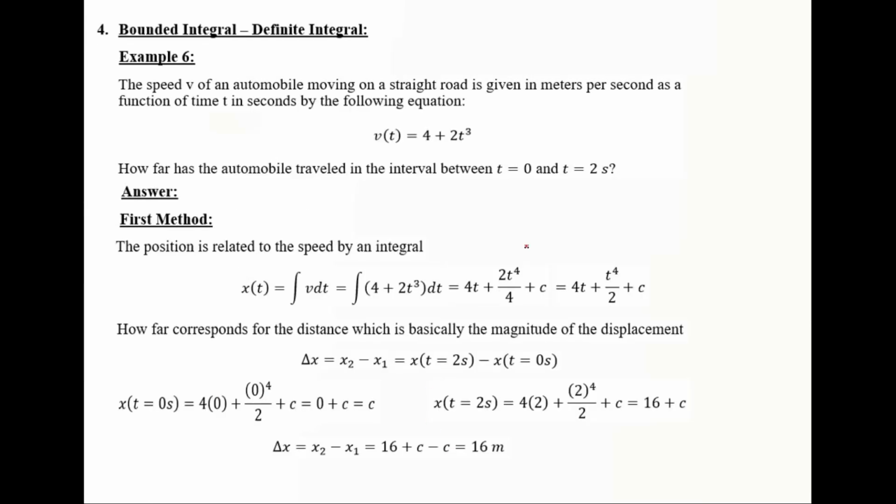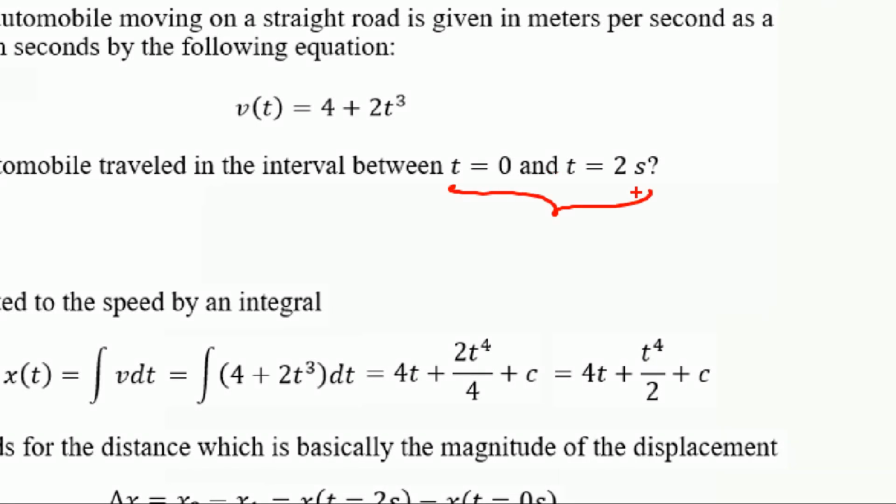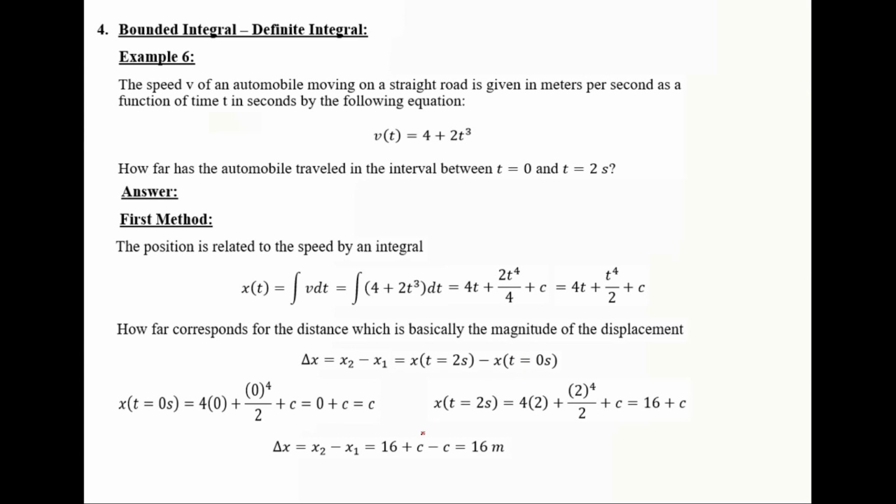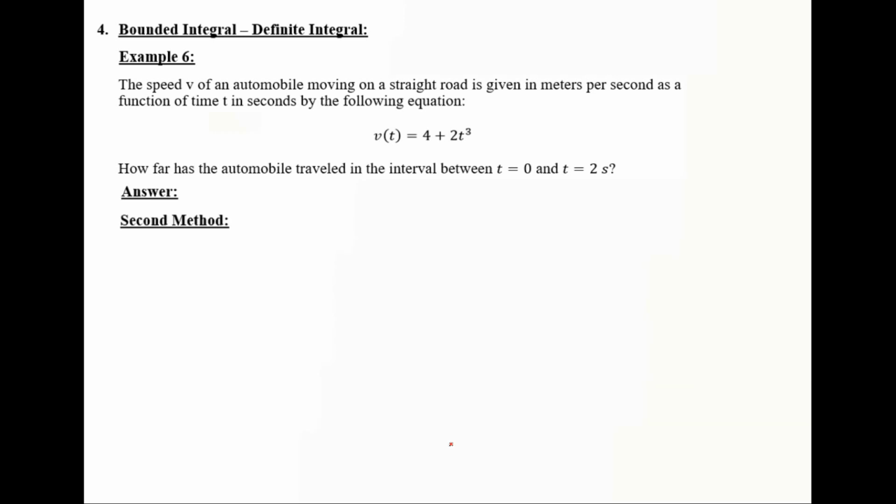So in this case we have enough information in order to determine delta x, which is the unique value. Then the distance covered in this time interval is 16 meters. However, this can be done using another method.